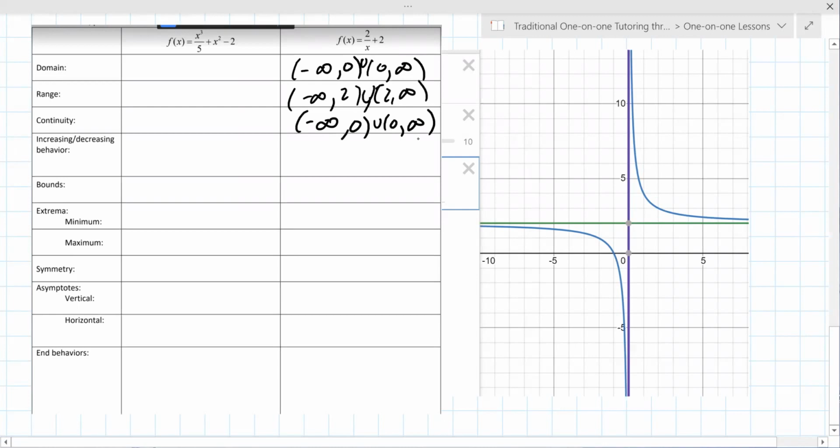All right. So this one, we'll go with increasing first. Increasing is when it's going up and to the right. Okay. So it's never actually going up and to the right. See how this goes down to the right, and then this goes down to the right. So it's actually never, like none. But it's decreasing on its domain. So it's minus infinity to 0, 0 comma infinity. So it's always decreasing because it's always going down to the right.